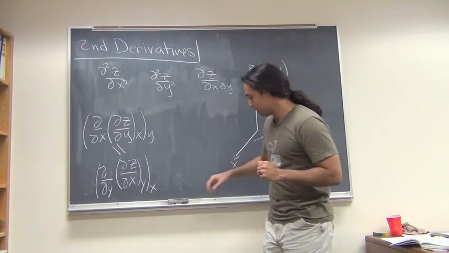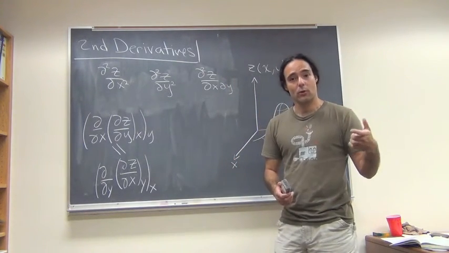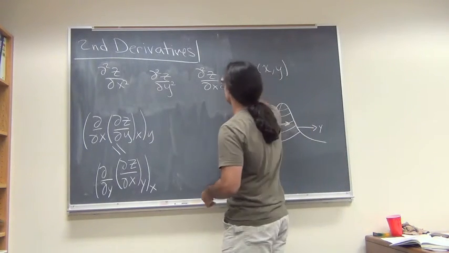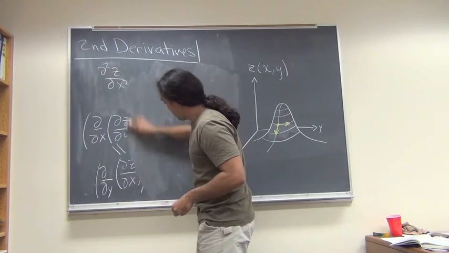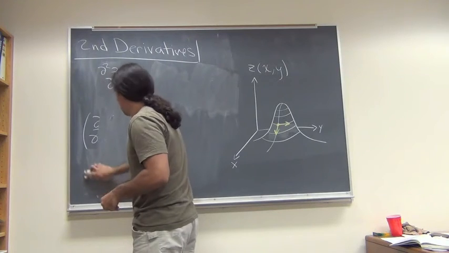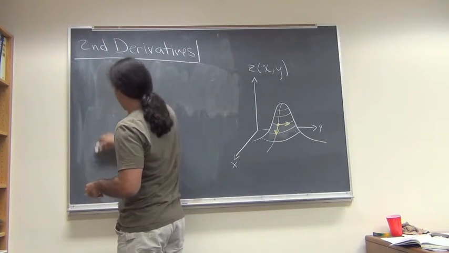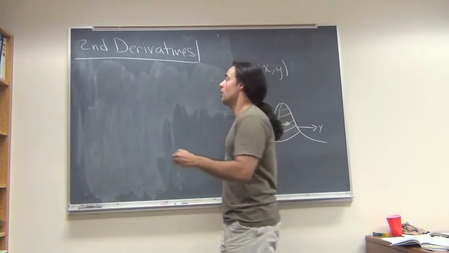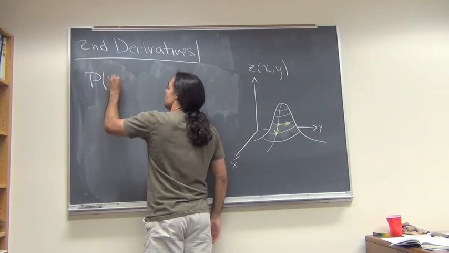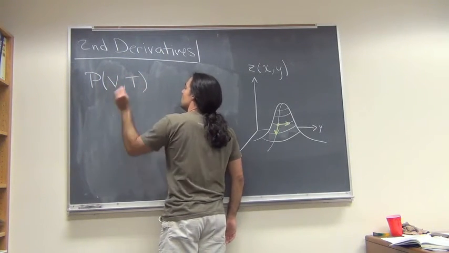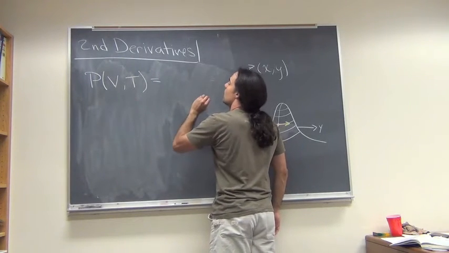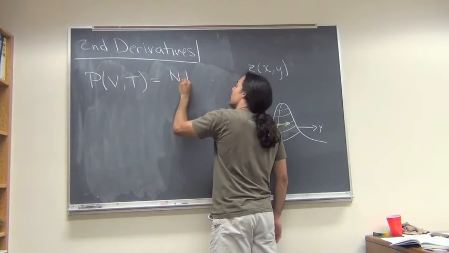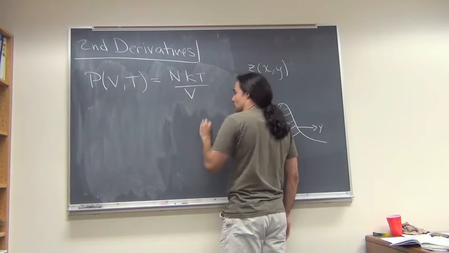So let me explain what I mean by that. And I think the best way to see that is through an example. So let's take an example from thermodynamics. Let's use the ideal gas law. So the ideal gas law says that PV equals nKT. I'm going to write pressure as a function of the volume and the temperature. So P, as a function of the volume and the temperature, is going to equal, well, pressure times volume is nKT. Therefore, pressure has got to equal nKT divided by the volume.